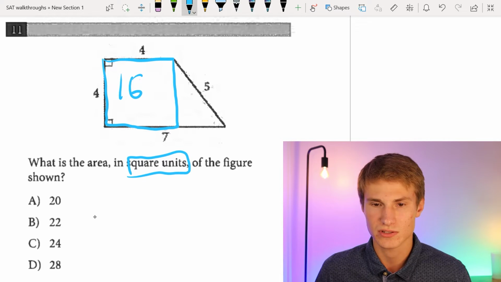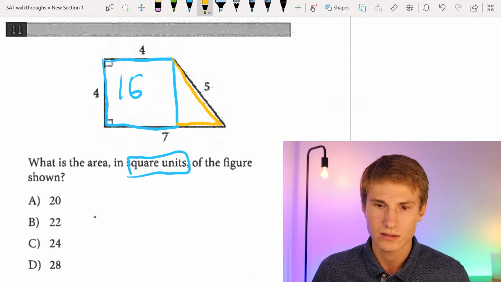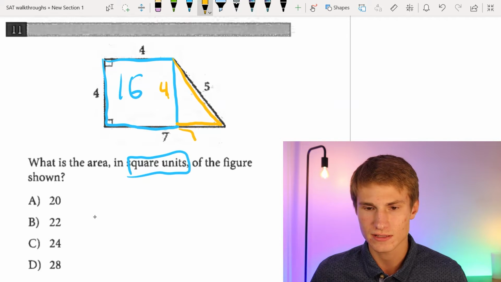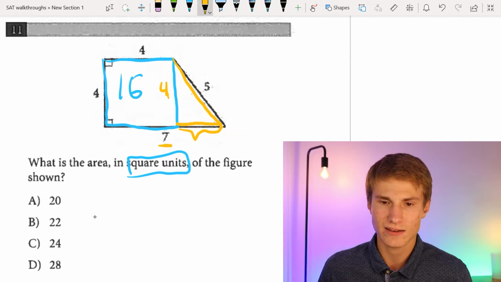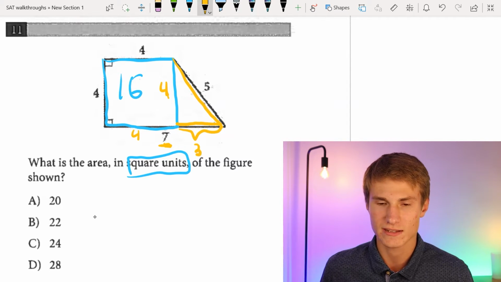And then the next thing we have to do is solve for the area of our triangle, which I'm going to put in orange here. Now we see that we have the height of our triangle already, 4, because of that square. Now the next thing we have to do is solve for this length right here that I'm marking in orange. With that, we can just take that 7, subtract 4 from that side length of the square, and that's going to leave us with 3 as our side length.